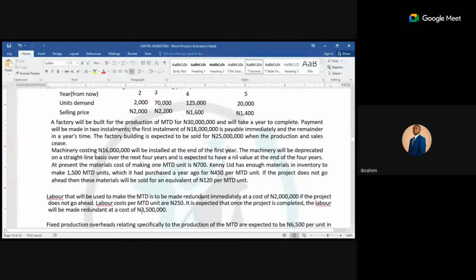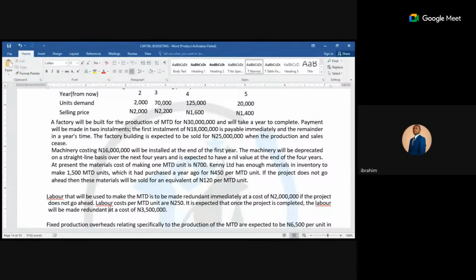If the project does not go ahead, labor cost per MTD unit are 250. If the project does not go ahead, okay. They finished that part. Labor cost per MTD unit are 250. Of course, they will need labor. Class. Immediately as they want to start this project, before they even start, redundancy fee of 2 million out. Labor, of course, they will pay labor 250 per unit.